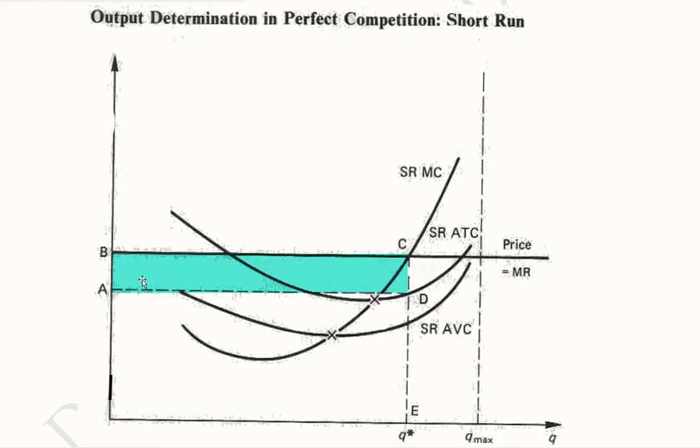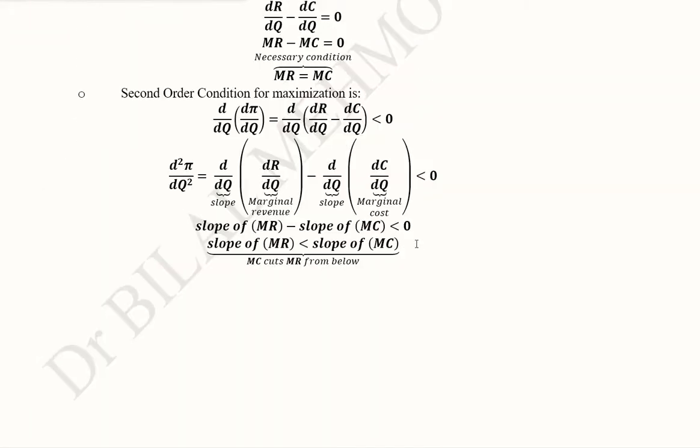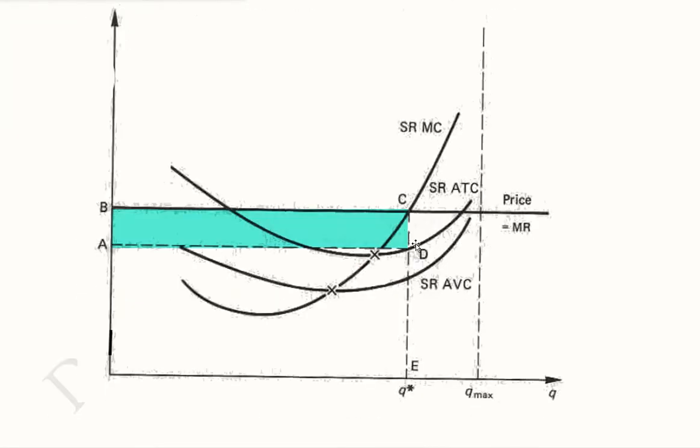So the total area, this shaded area, shows the total profit. The condition used here is the first condition, MC is equal to MR, and the other condition is visible here when we see that MC, which is this curve, is cutting MR, which is this straight line, from below. So MC cuts MR from below. It is visible here. So the second condition, or the sufficient condition, that we just developed mathematically above, is also proved. So this is how it happens.